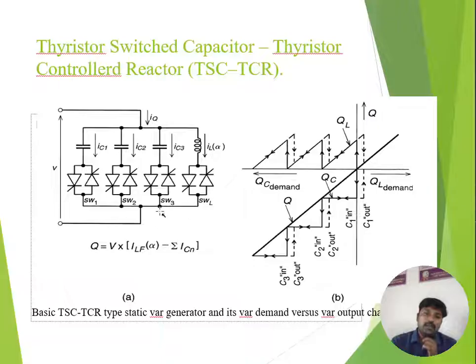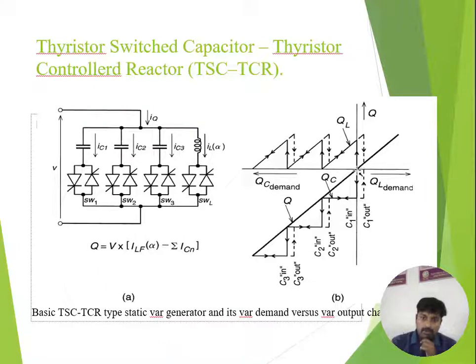From this combined operation, we will achieve both inductive reactive power and capacitive reactive power. You can clearly see that this is representing the QL demand and this is the QC demand. QC indicates the capacitive reactive power. QL indicates the inductive reactive power.